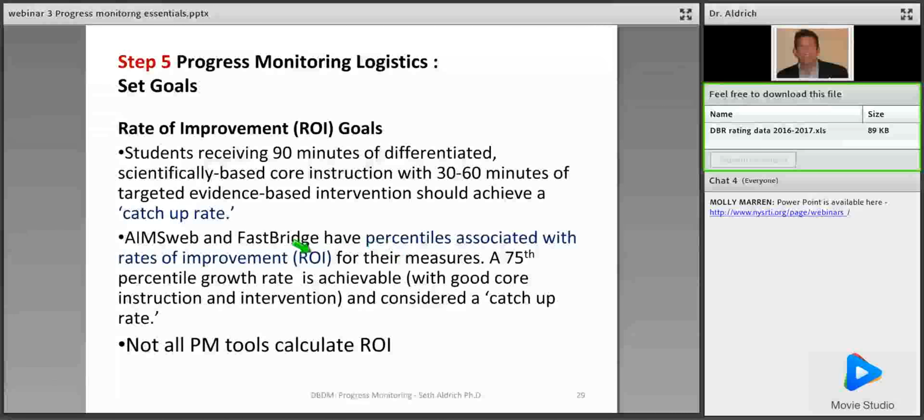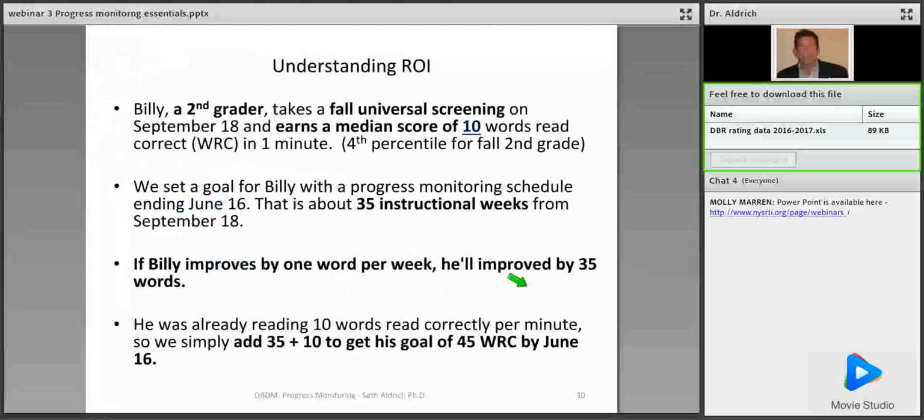AimsWeb and FastBridge have percentiles associated with rates of improvement. I typically recommend a 75th percentile growth rate. I think it's achievable, it's ambitious, and so it's a realistic but ambitious goal. So we're going to talk about an example of doing that here. We've got a story about Billy. Billy's a second grader. He takes a fall universal screening in September.